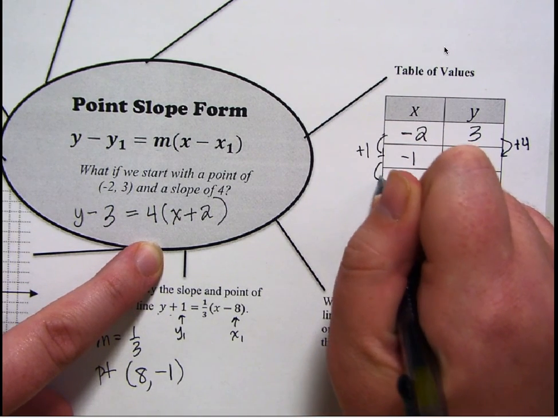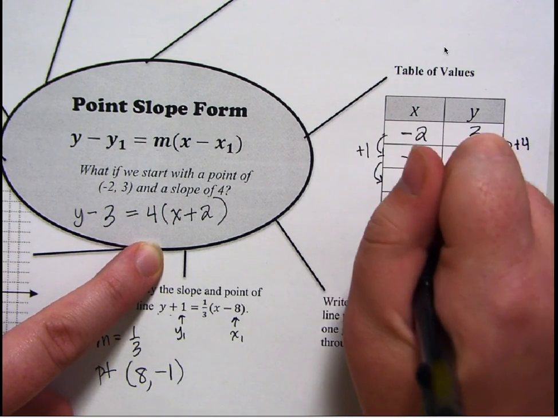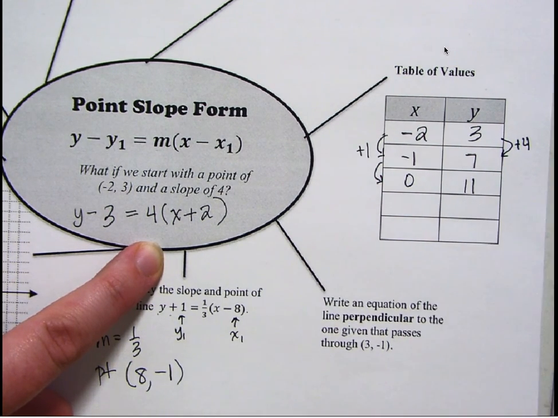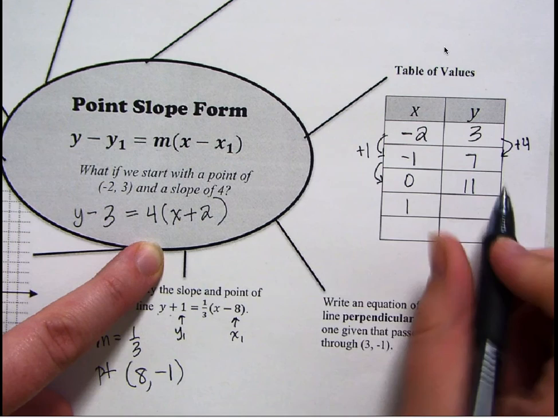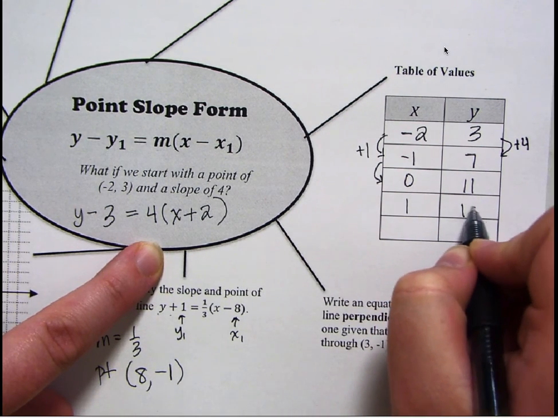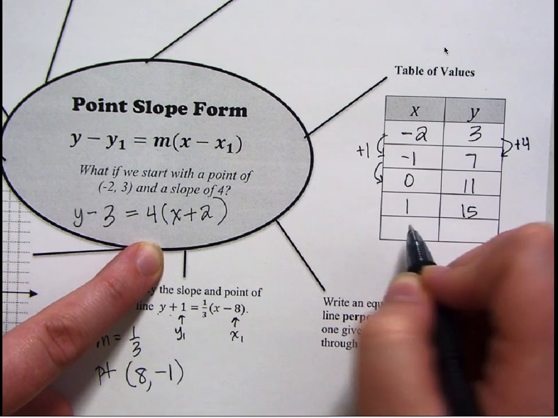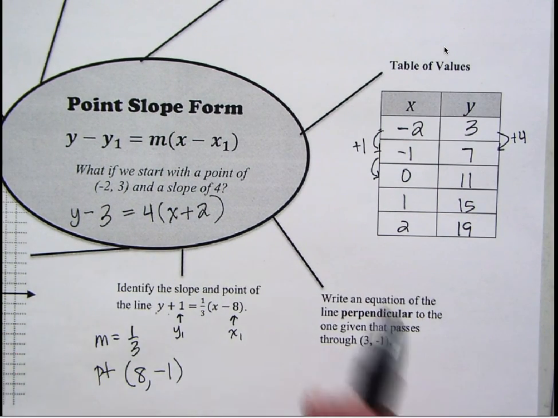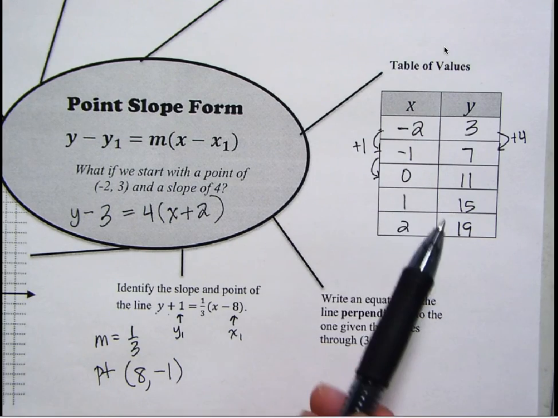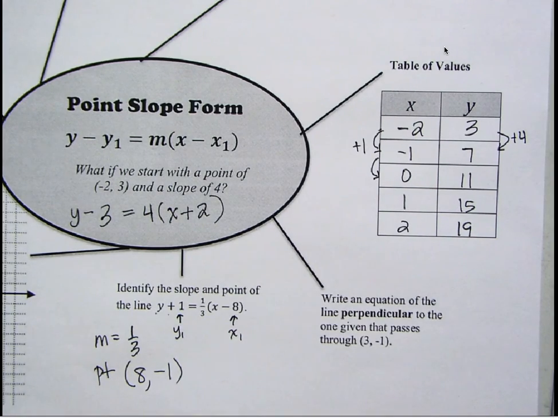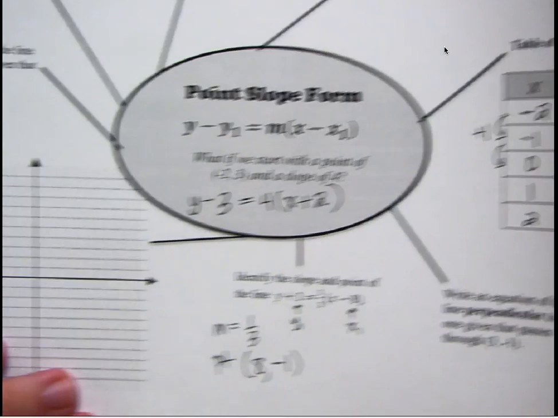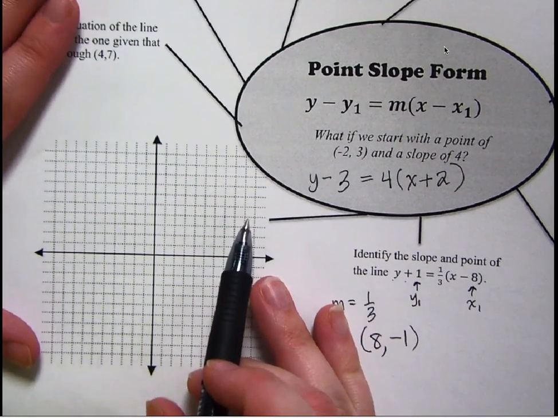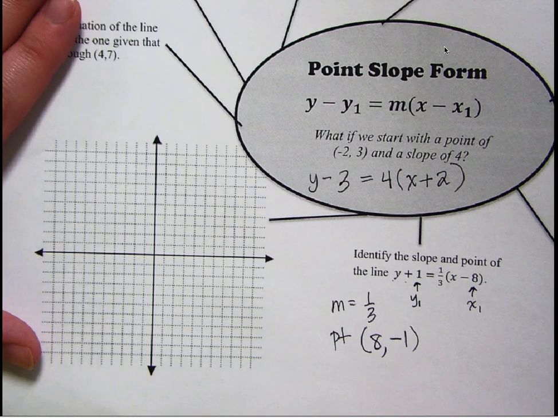We're going to do the same thing again. So add 1 to the x and we get 0. Add 4 to the y and we get 11. And 1, add 4, 15. Add 1 to the x, add 4, 19. So with just a point and a slope, it's pretty easy to be filling in a table of values. It's that same mindset that's helpful when you're graphing an equation in point slope form. Again, it's pretty handy to just start with the ordered pair given.